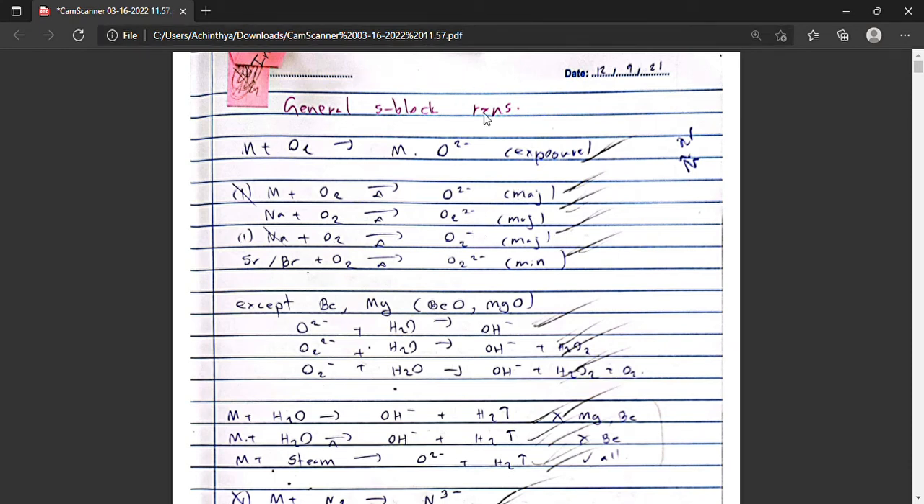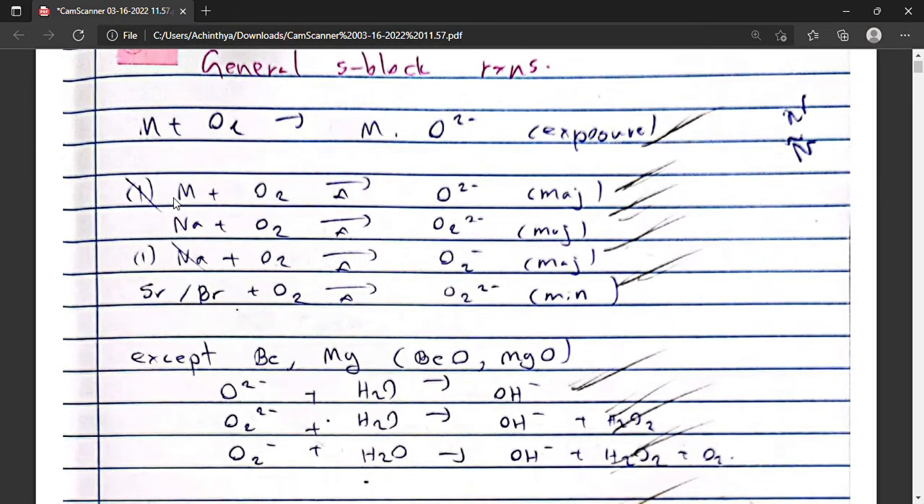Now we are going to do a super duper summary of S-block reactions. If we were to take an S-block metal, any S-block metal, and simply expose it to oxygen, we will obtain the metal oxide. If we were to take a group 2 metal or lithium metal and combust it in oxygen, we will obtain the metal oxide as a major product.